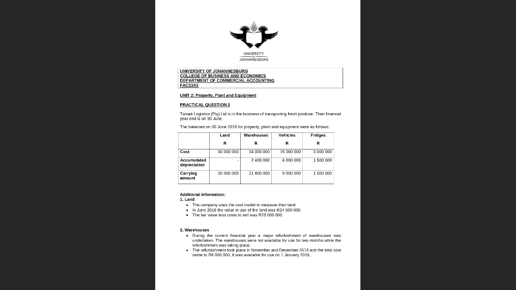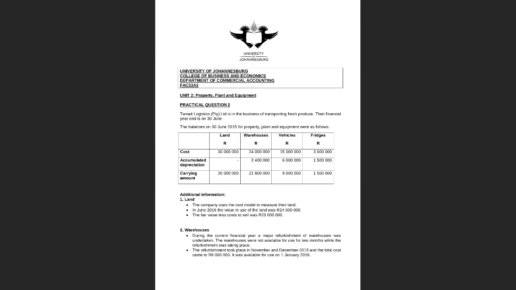I hope that makes sense to everyone. So please look at the information in the slides. In the slides, it says that if an asset is temporarily removed from use, we should not stop depreciating it.